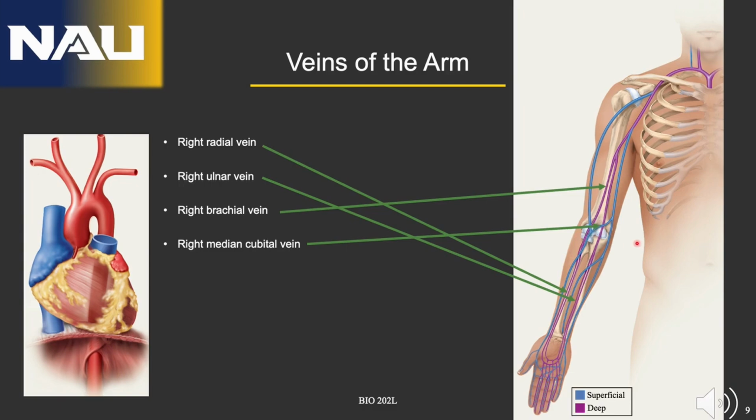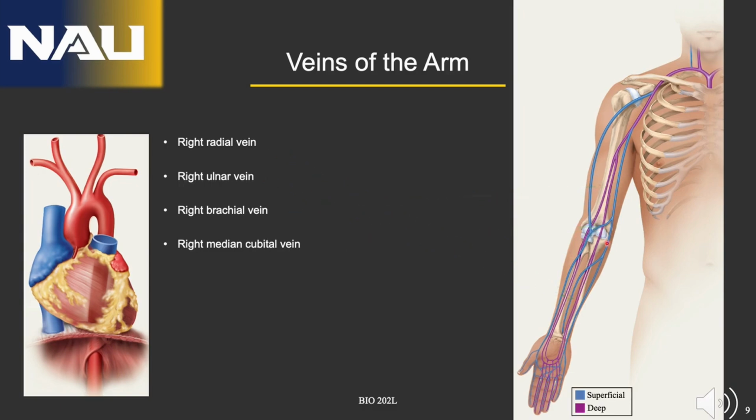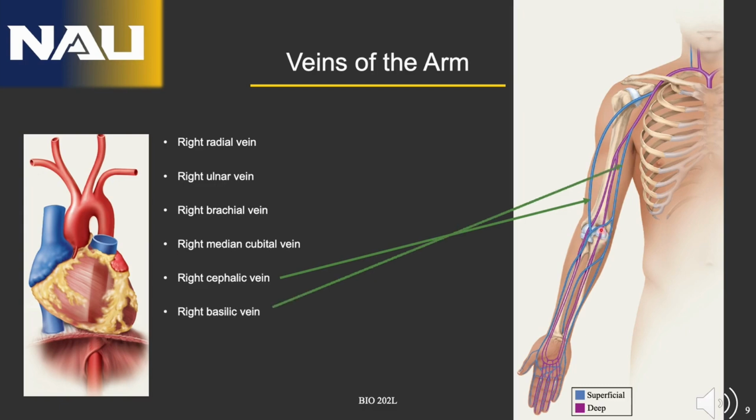Continuing upwards, the brachial vein and the basilic vein converge to form the right axillary vein in the armpit area. The axillary vein then travels through the axilla, collecting blood from the arm and the shoulder region.